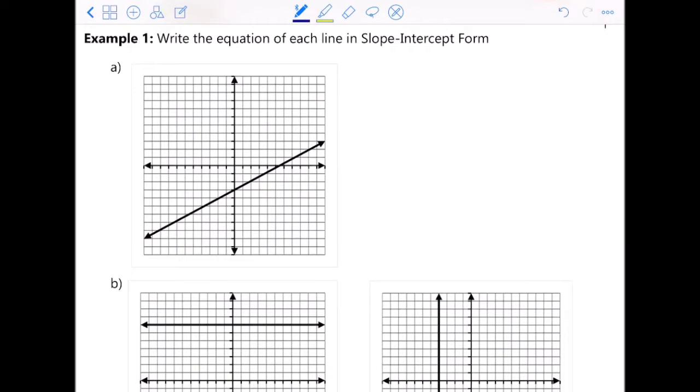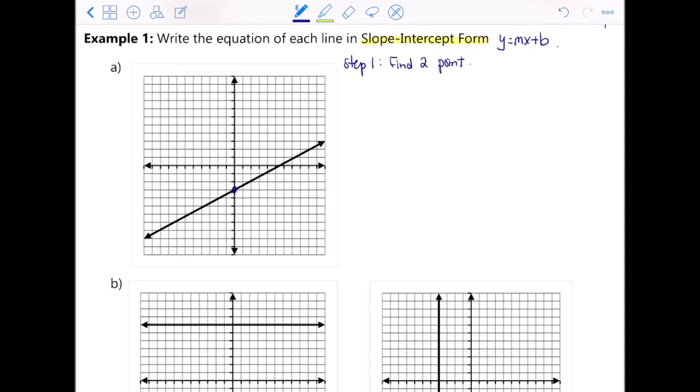So let's take a look at example 1. Write the equation of each line in slope-intercept form. So we're looking for y = mx + b form. Alright, here are your steps. Step number 1 is to find 2 points on the line. We want to look for nice points that give us integer values.